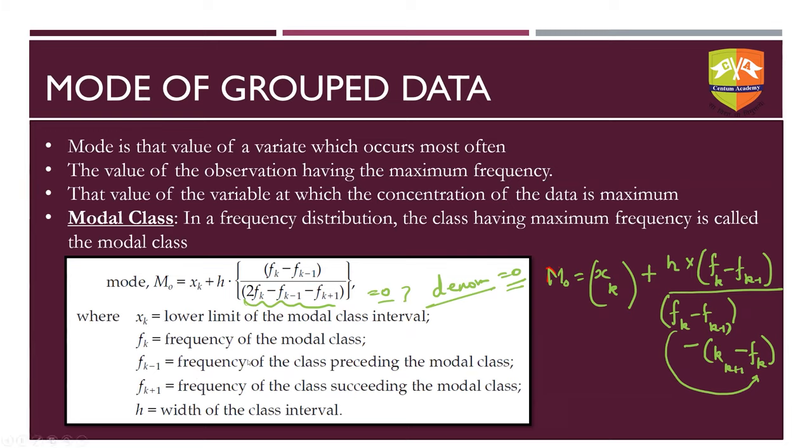Do you understand this? Let's say in the exam you're calculating and twice fk minus f(k-1) minus f(k+1) becomes zero. Possible, not possible? Just say yes or no. Can it be possible? Can you get zero while calculating if the numbers are such? Yes, no. How many of you think yes, you can get zero?